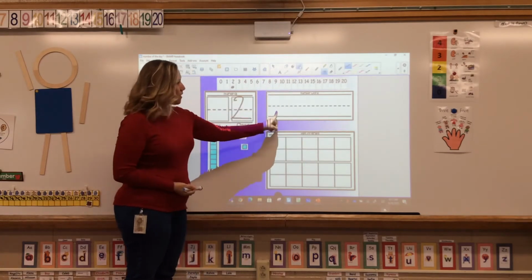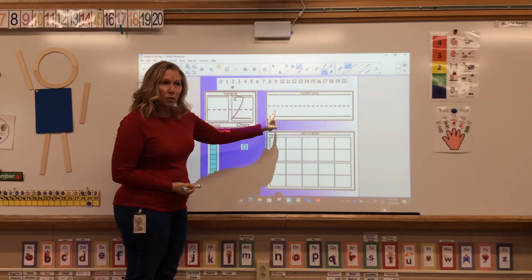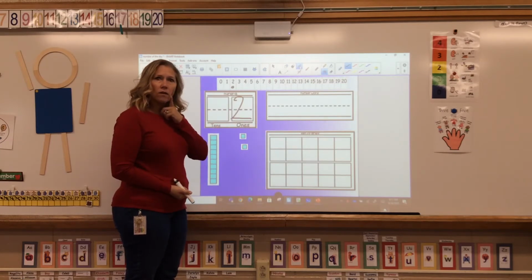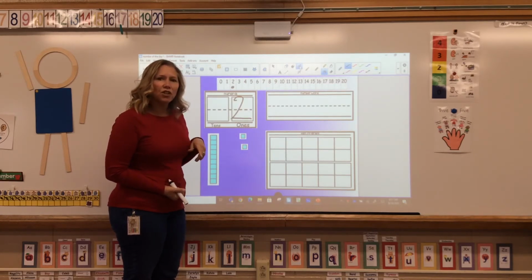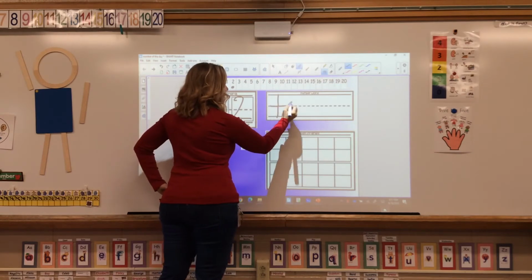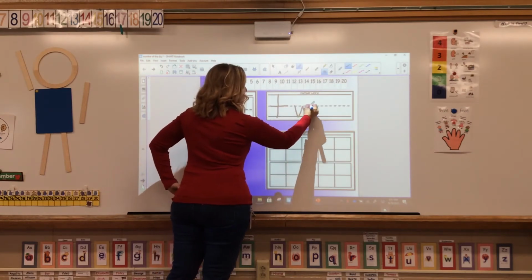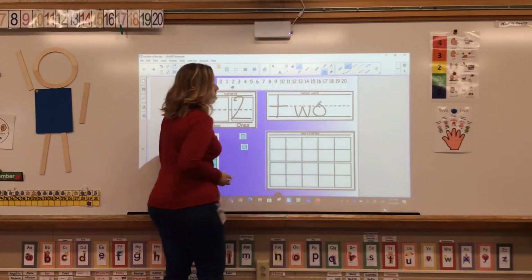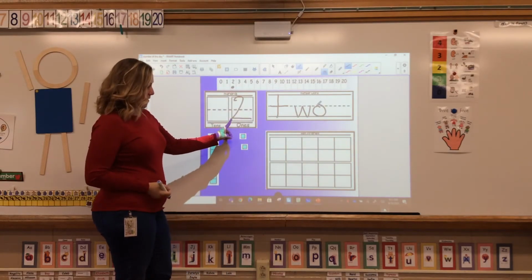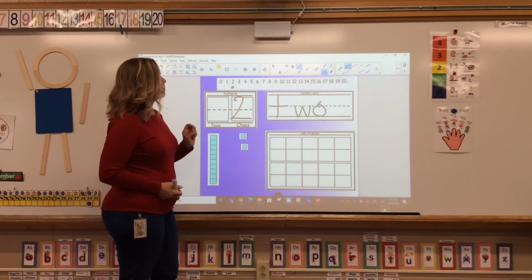Now we are going to write the word 2. T, t, t. Ooh, I know that sound. The letter T makes the t, t sound. So T, W, O. That is the word 2. This is the number 2.